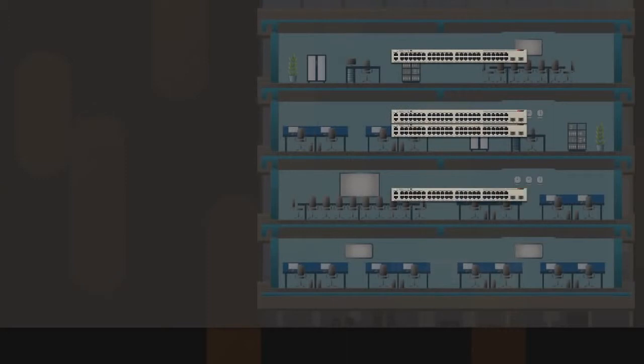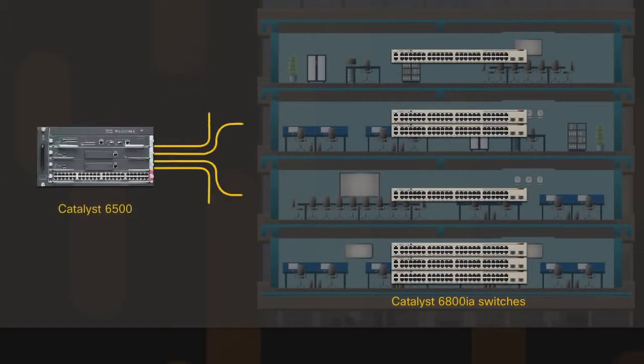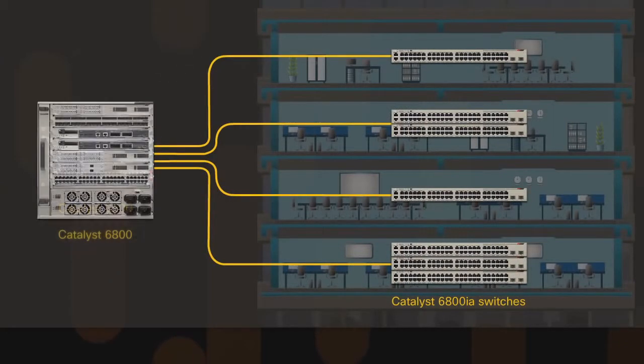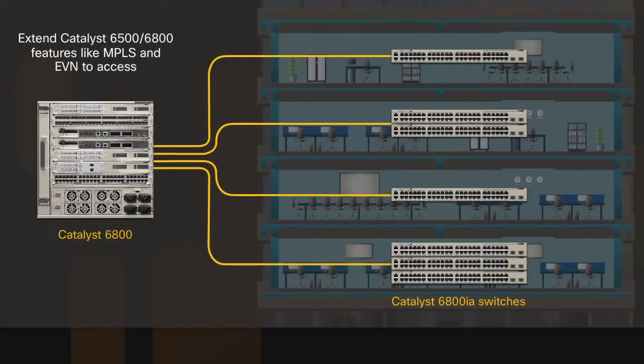Here's how it works. The Catalyst 6800 IA access switches are connected to the Catalyst 6500 or 6800 backbone switch, and the entire configuration works as a single extended switch, extending all Level 2 through Level 7 features like MPLS and EVN to access with a single management domain. And you can even configure PoE Plus and stacking on these access switches.